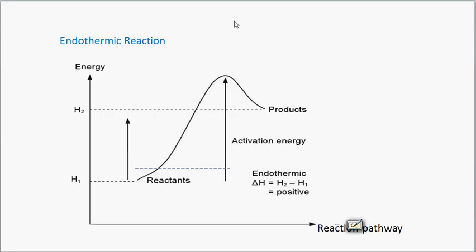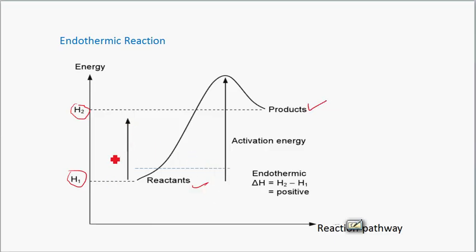So let us go back to an endothermic reaction. Now, in an endothermic reaction, we said the energy content of the products is usually greater than the energy content of the reactants. So therefore we see products will be at a higher level than the reactants. Okay, so you have products here and you have reactants here.